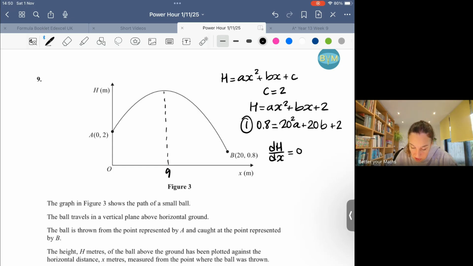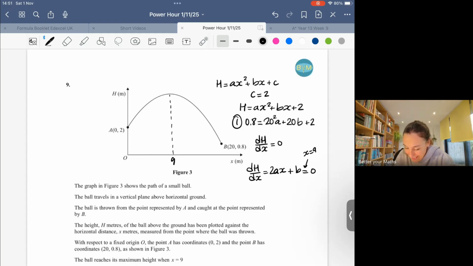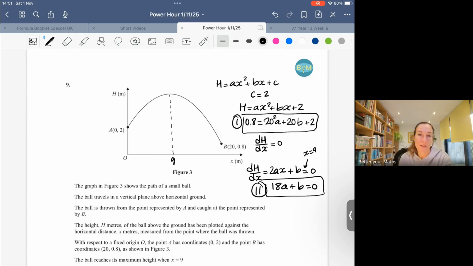So dh by dx is 2ax, just differentiating the expression that I have, plus b, and I know this is going to be 0 when x is 9, because I have a maximum there. That's my second equation: 18a plus b equals 0. So equation number 1, equation number 2, I will solve simultaneous equations, and I get a and b. Yeah?